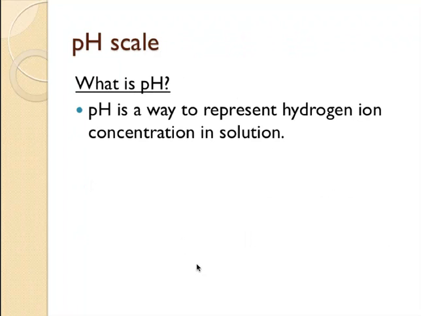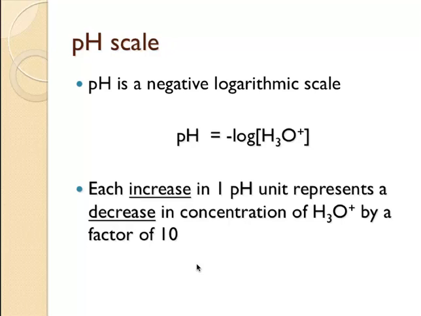All right, so what is this pH? Well, pH is a way to represent hydrogen ion concentration in solutions. And you should, I think, already be somewhat familiar with pH. You probably know it as a scale from 1 to 14, with 7 being a neutral solution. But what does that really represent? Well, it's a negative logarithmic scale. So pH is equal to the negative log of the hydronium concentration for a solution. That's an important piece of information right there.